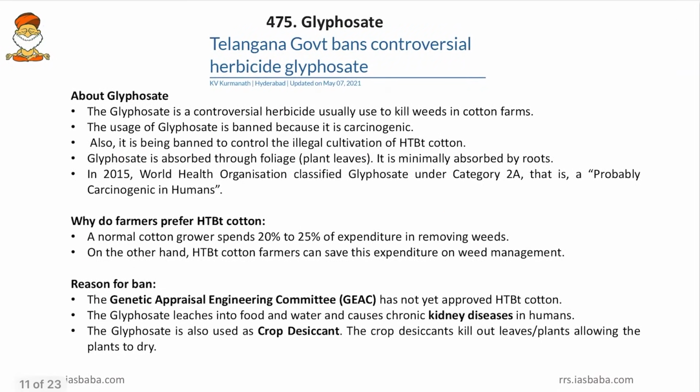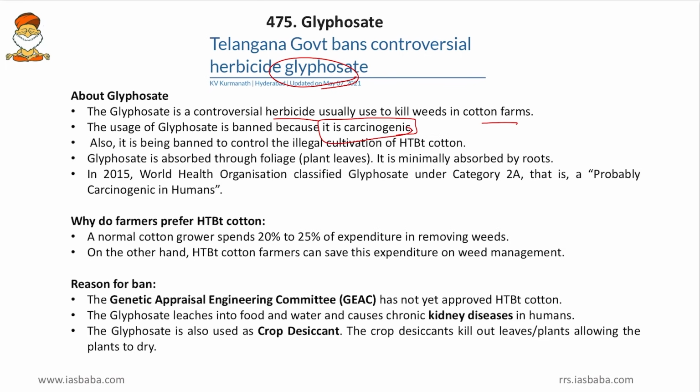Then come to the next topic, the glyphosate. Friends, we know that recently the Telangana government banned the controversial herbicide glyphosate. So we discuss why it was banned and what the issue was regarding this glyphosate. Friends, glyphosate is a controversial herbicide usually used to kill weeds in cotton farms. So these are herbicides or weedicides. They are used in the cotton farms. Then the usage of glyphosate is banned because it is carcinogenic. So this is a cancer causing agent. That is why it was banned.